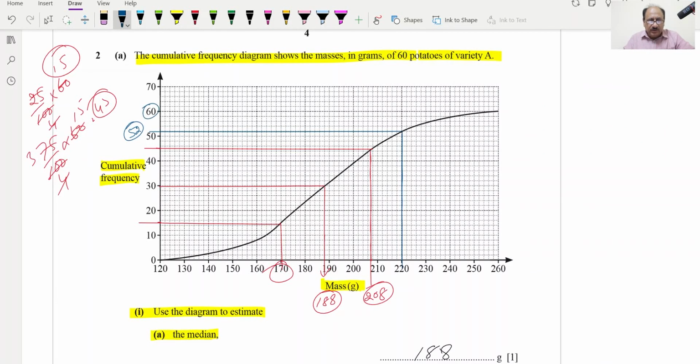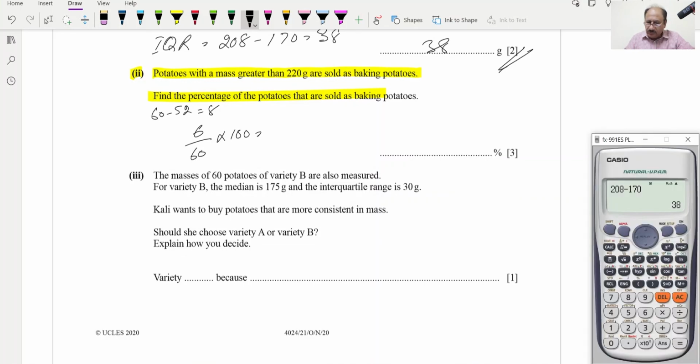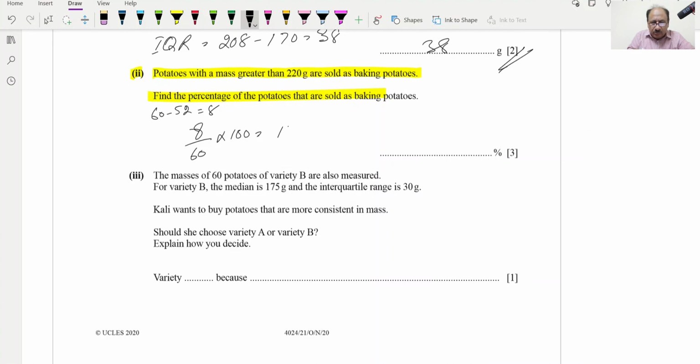So 60 minus 52 will be equal to 8. So 8 out of 60 into percentage, and if we check this percentage, it's not 6, it should be 8 over 60. So 8 over 60 multiplied by 100, and this will give us 13.33 recurring. So 13.33%, and this will be our answer.